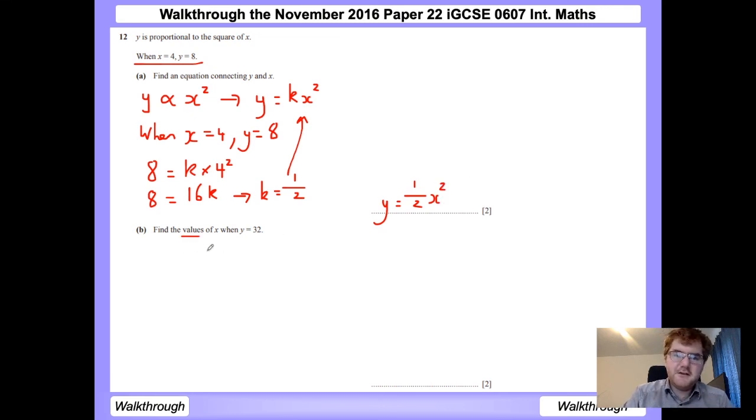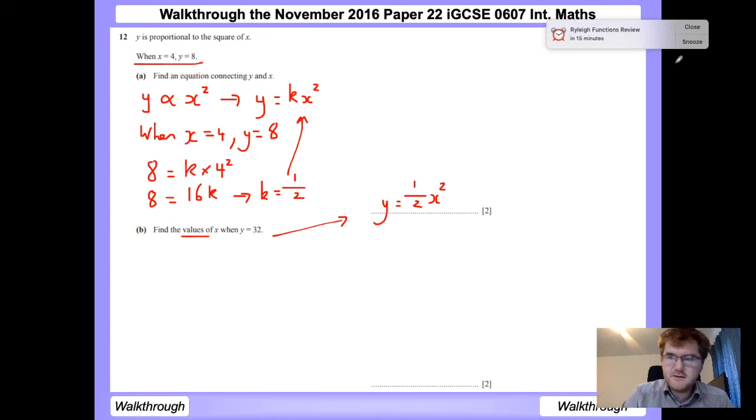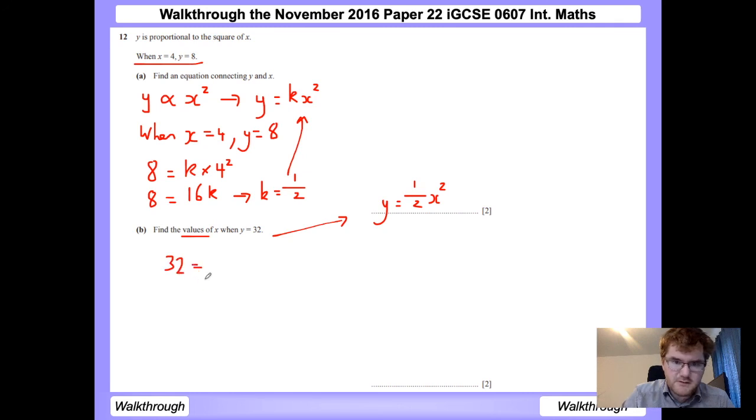And interestingly, it says values, so we're going to get more than one answer for this, so keep that in mind. When y is 32, we just pop 32 into that formula, so we get 32 equals a half x squared. So we times both sides by 2 to remove the fraction, so we get 64 is equal to x squared. So what I've done there is times by 2 on both sides, and now to work out what x is, we do the square root of both sides.